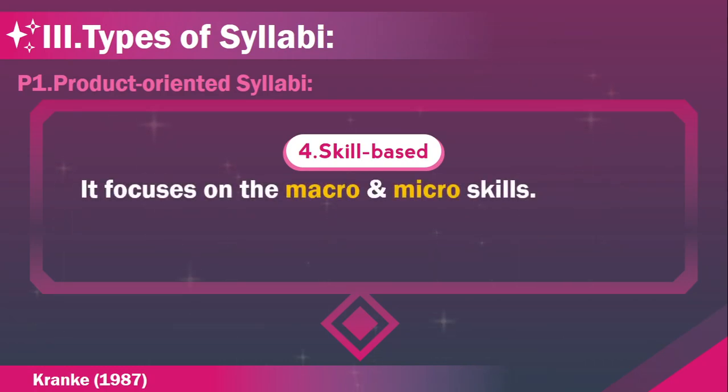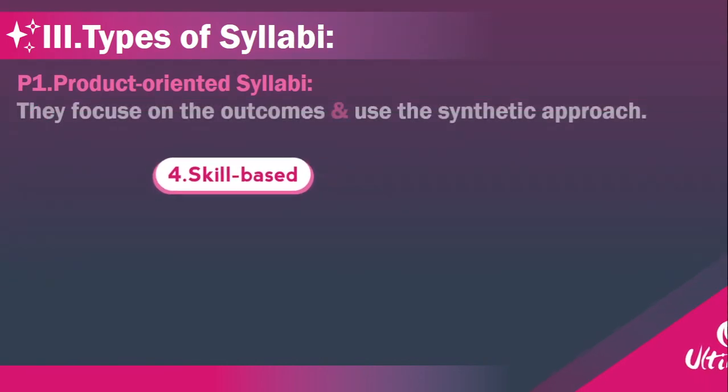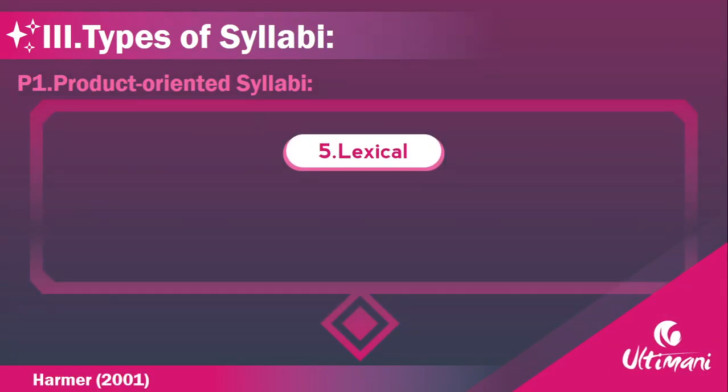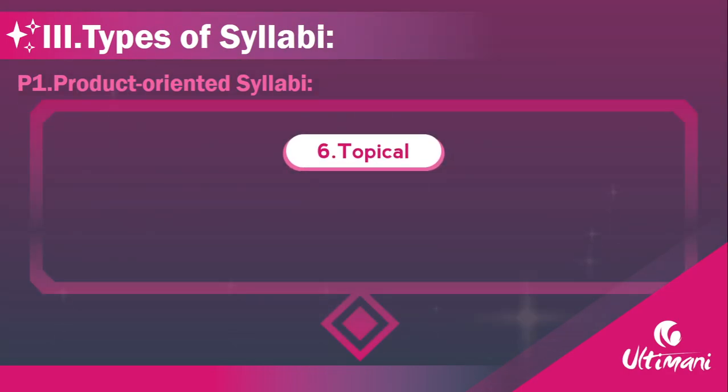The fourth type is skill-based syllabus. It focuses on the macro and micro skills. The macro are the listening, speaking, reading, and writing, and micro skills are more detailed and particular, like summarizing or note-taking. The fifth type is the lexical syllabus. It focuses on vocabulary or lexicon, and the sixth type is the topical syllabus, which focuses on topics.